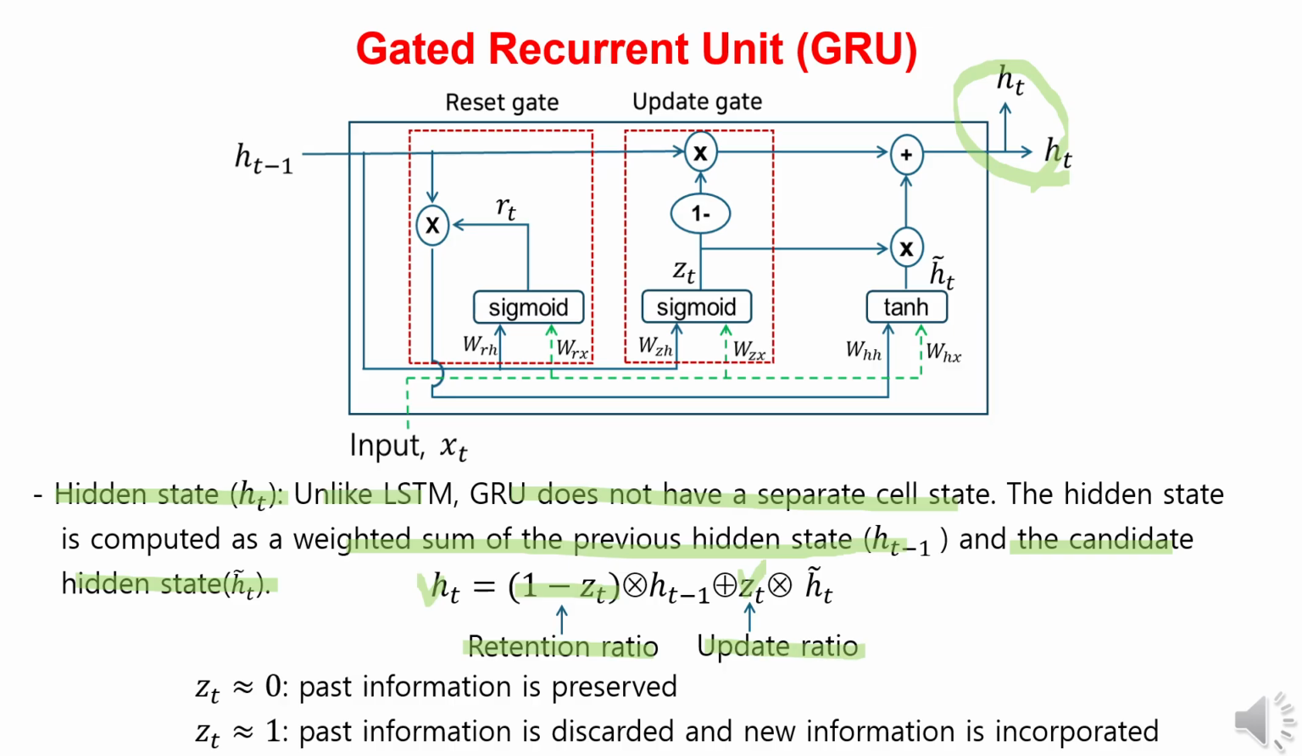In other words, the update gate z sub t controls the balance between past and new information. If z sub t is close to 0, most of the past information is preserved. On the other hand, if z sub t is close to 1, the previous information is mostly discarded, and the new candidate hidden state becomes the main source of information.